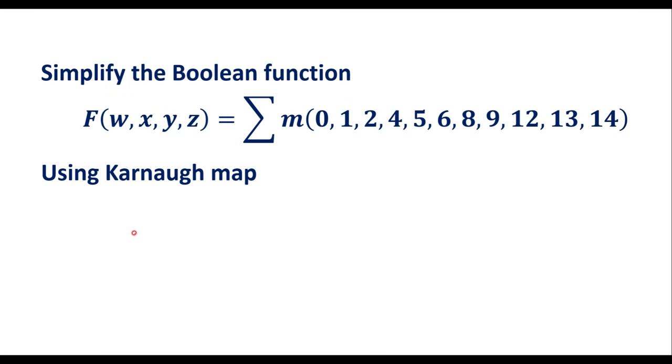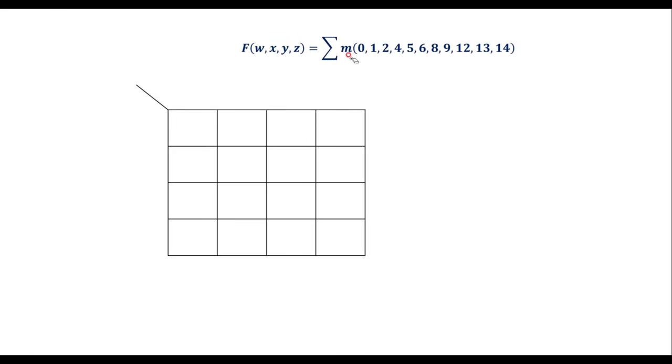In this video, I will simplify one Boolean function using K-map. Simplify the Boolean function f of wxyz is equal to, here min terms are given, and it's supposed to be simplified using K-map. Here we can observe that there are four variables, that is wxyz, which means 2 power 4 is equal to 16. So we must use a four variable K-map which consists of 16 cells.